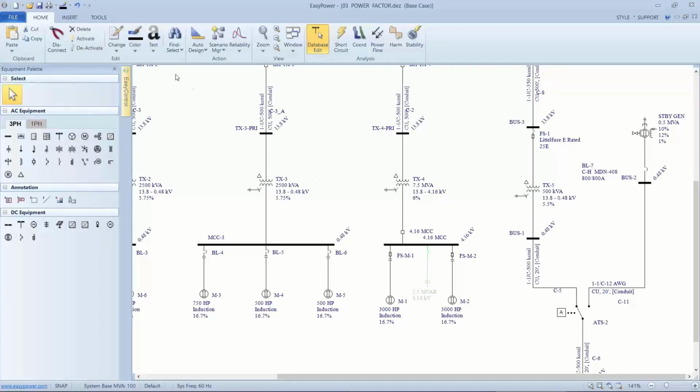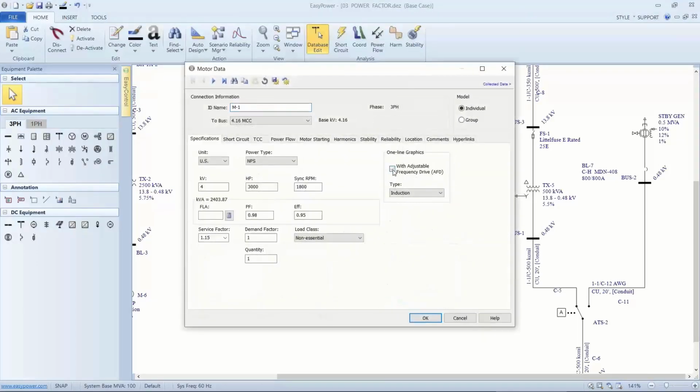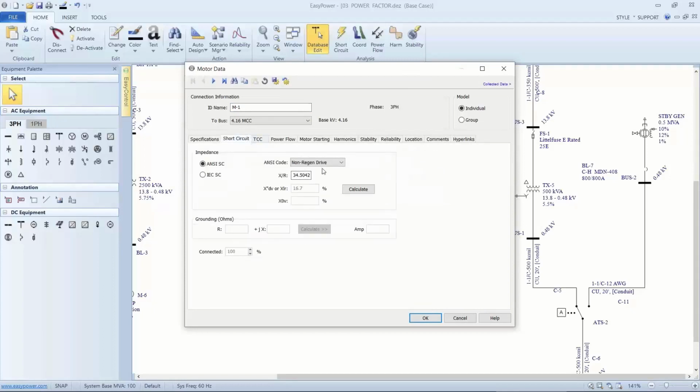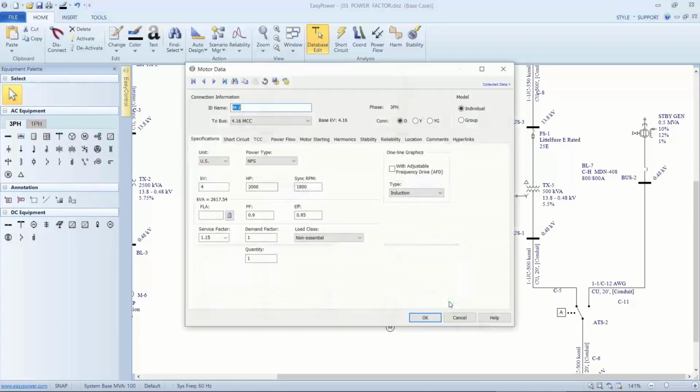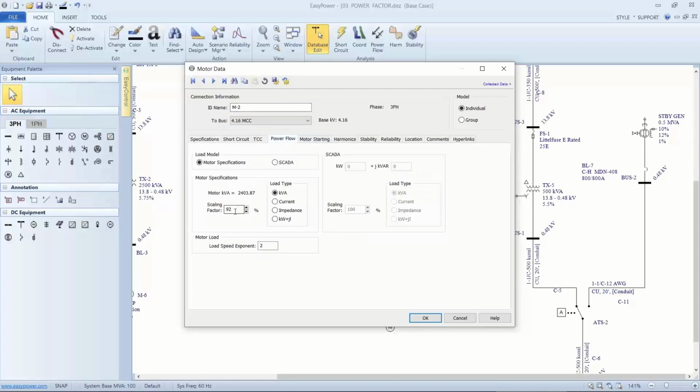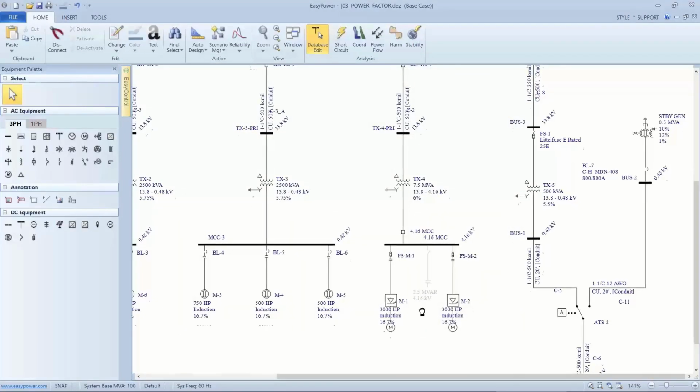And let's change these two motors to a VFD. So I'm going to open up the motor, make it a VFD. This won't change the short circuit on a non-regen because it doesn't supply any short circuit current during a fault on the bus, but it's mainly going to be affecting the power flow. So we're going to leave it at 92% run rate or capacity.